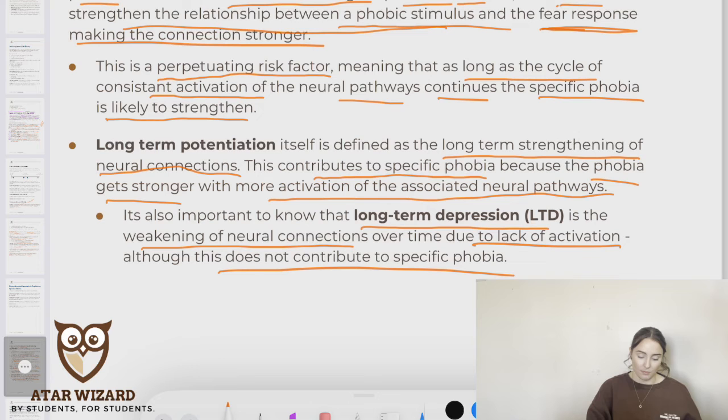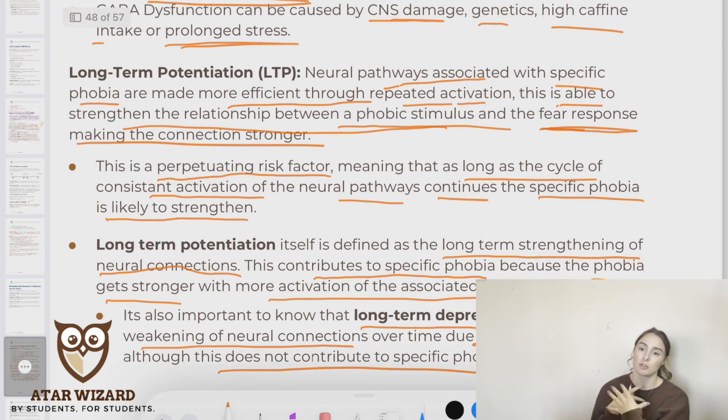But yeah, long-term potentiation is the strengthening of neural connections, which means that this phobic response is activated more easily, which is a perpetuating risk factor to specific phobia.